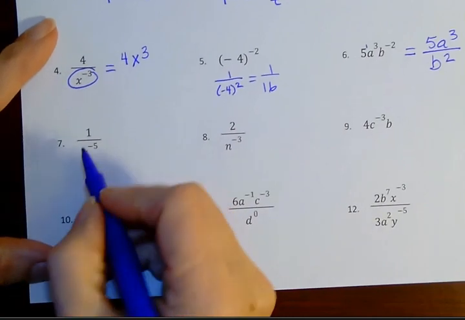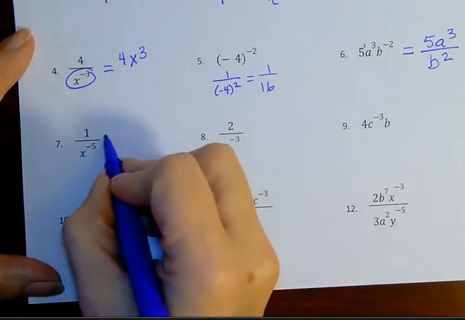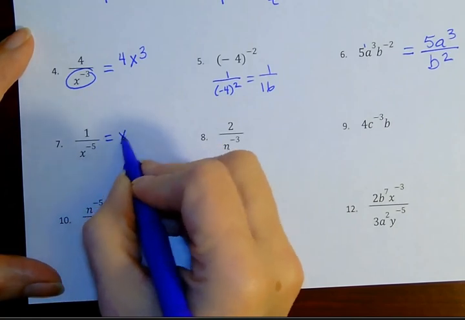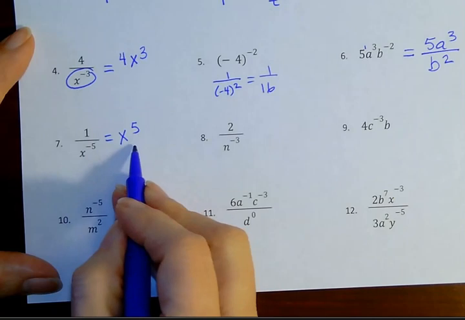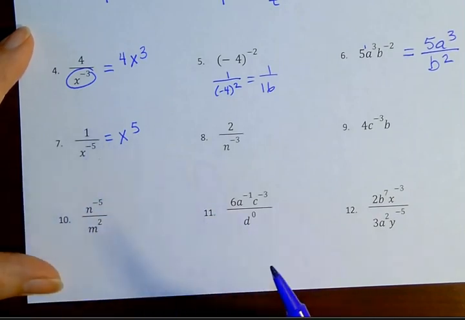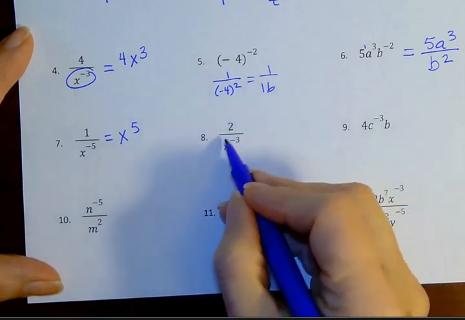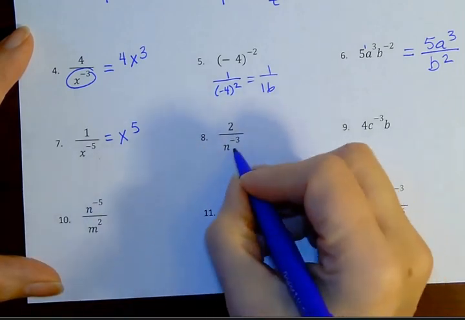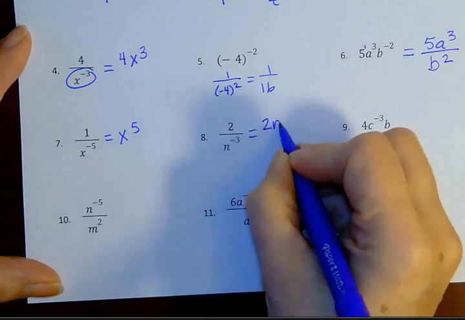All right, 1 over x to the -5, I'm going to change its location and change its sign. So that is move it to the numerator, we have x to the 5th. And I say move it to the numerator, and you notice that I didn't give us a denominator. That's because our denominator is 1, so we wouldn't need to write that. All right, 2 over n to the -3. I'm going to move n to the -3 into the numerator. And remember, that means that I'm saying 2 times n to the 3rd.